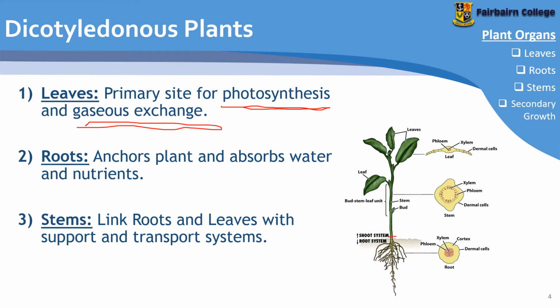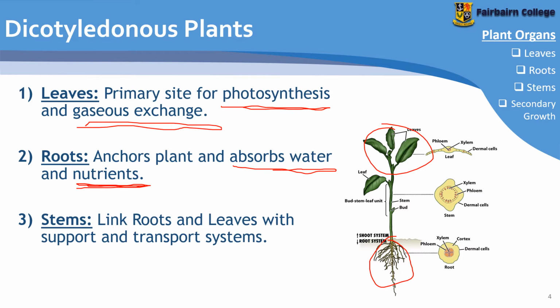If we then move on to the roots, the main function of the roots is to anchor the plant, and then the one that we are going to be primarily focusing on is the absorption of water and nutrients. Okay, so again, keep this function in mind when we look at the structure of the roots.